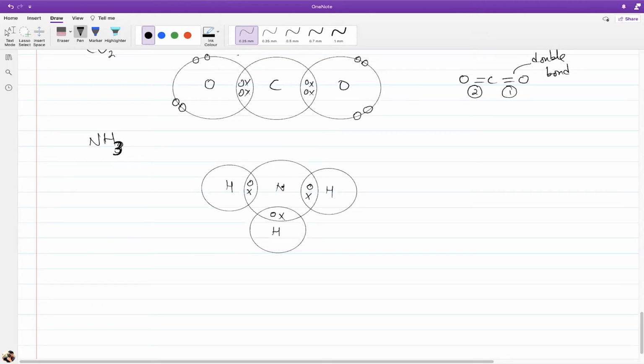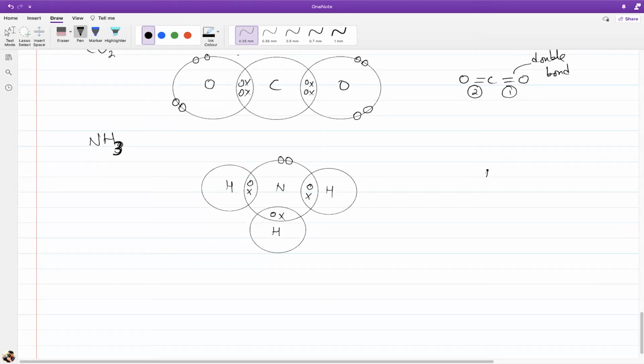Now let's talk about nitrogen. Nitrogen has 5 electrons. 1, 2, 3. All 3 have been shared. The leftover is just 2 electrons, which go here. NH3, we have made it.